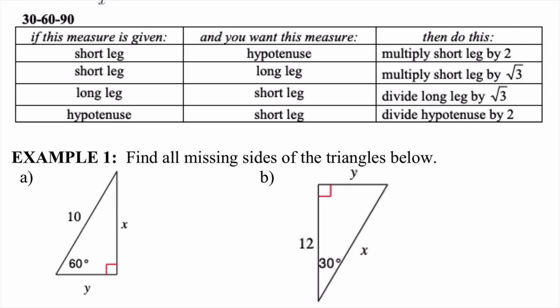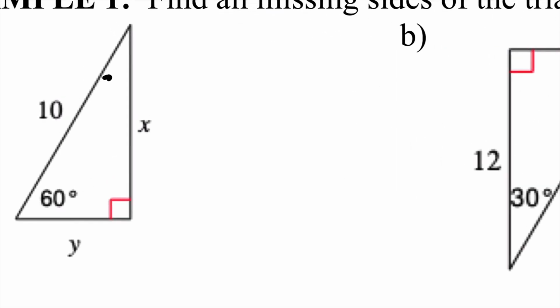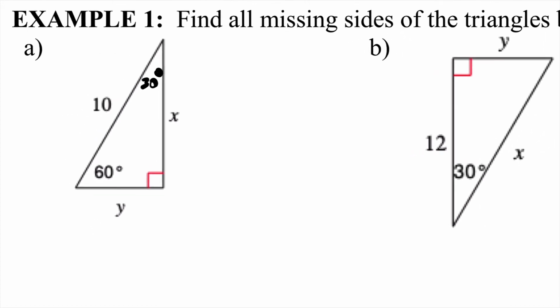So let's look at example 1a. Okay, first question: is it a right triangle? Yes, we know that because it's got the box right in the corner. Good. Is it a 30-60-90 right triangle? Yes, we know that. Why does this angle have to be 30? Because there's already 60 degrees plus the right angle, which makes 150, and 180 degrees minus that gives 30. There you go.